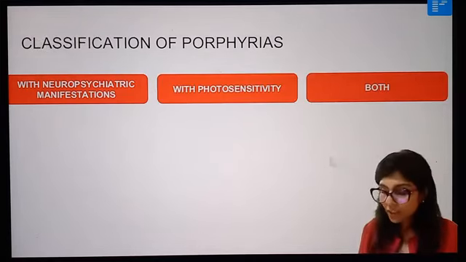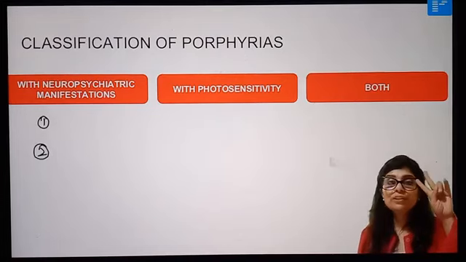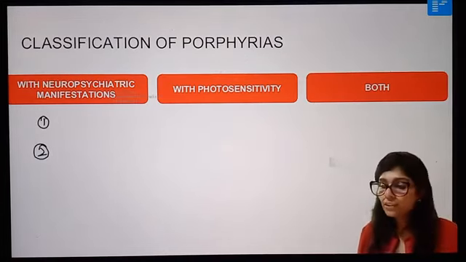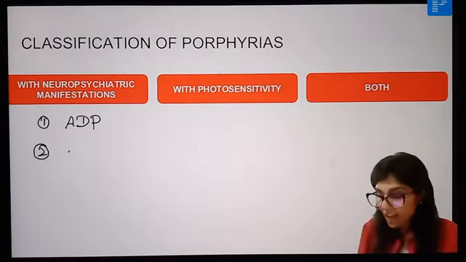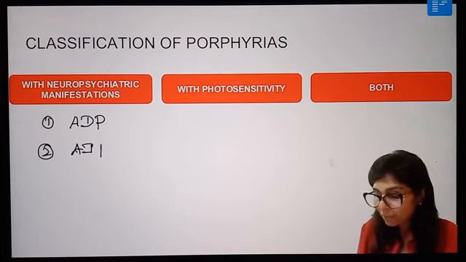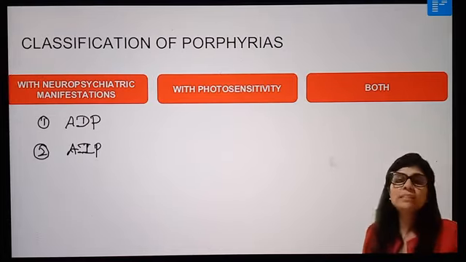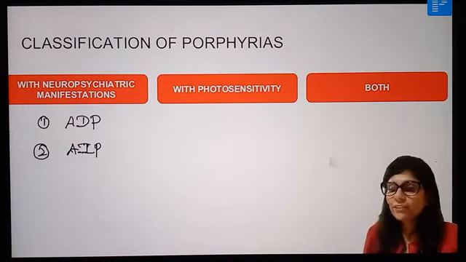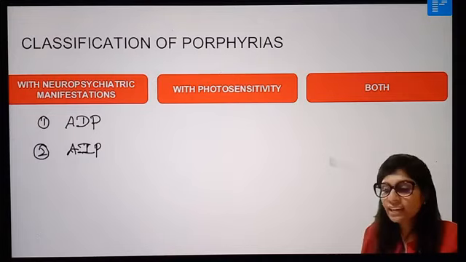Okay. So what are the 2 disorders which come under the first category? The first 2 porphyrias I told you about: ALA dehydratase defective porphyria and acute intermittent porphyria. So tell me, what are the 2 porphyrias that present with only neuropsychiatric manifestations? ALA dehydratase defective porphyria and acute intermittent porphyria.